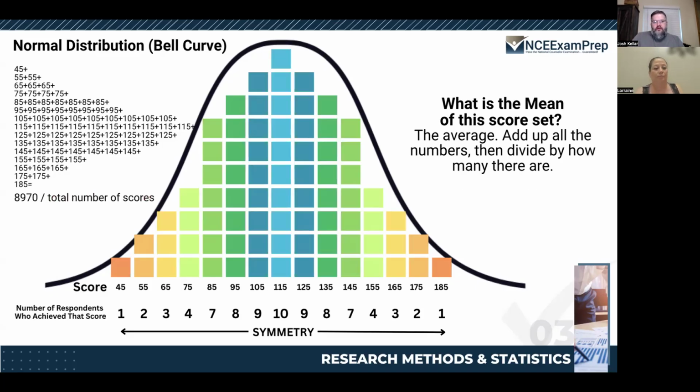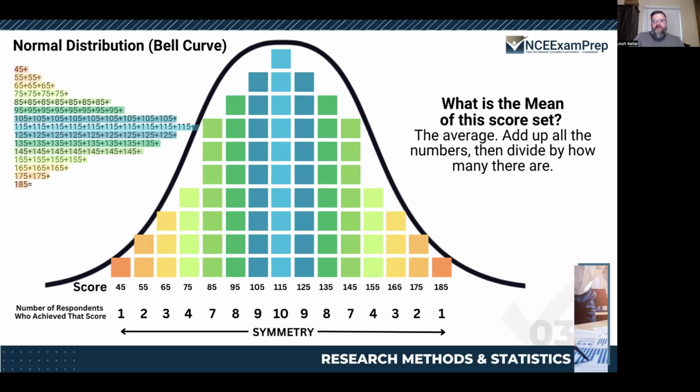Sure. Let's do it like this. If we're trying to find the mean score, each one of these boxes, these little squares, represents a score. So we have to add up all of the scores from all of the participants. So we're going to add 45, we're going to add 55 and 55, we're going to add 65 plus 65 plus 65 plus 75 plus 75 plus 75 plus 75. We're going to add all of these together. That's what's shown here. And so our total, once we add all of the scores from all of the participants, is going to be 8,970.